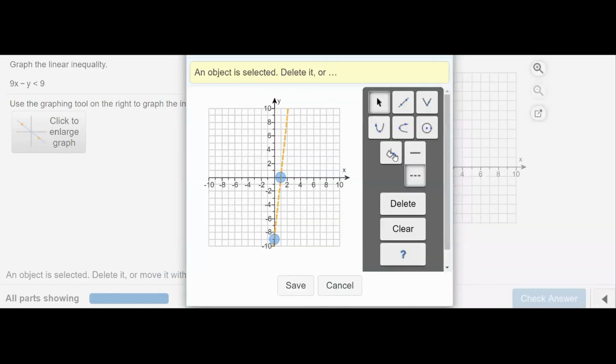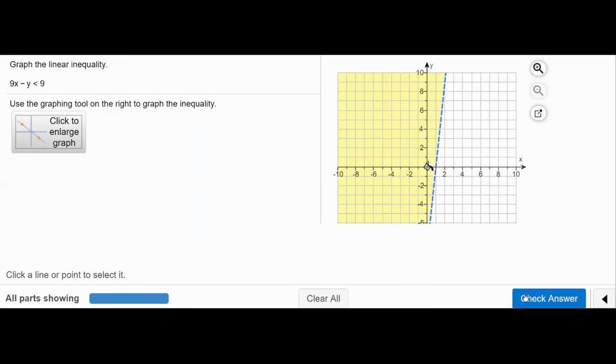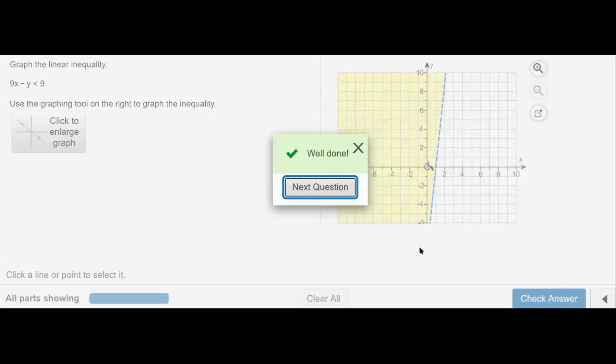Now, to get the shading, click this little bucket here. 0, 0 is on this side, so click that. Save. Check answer. And we are good.